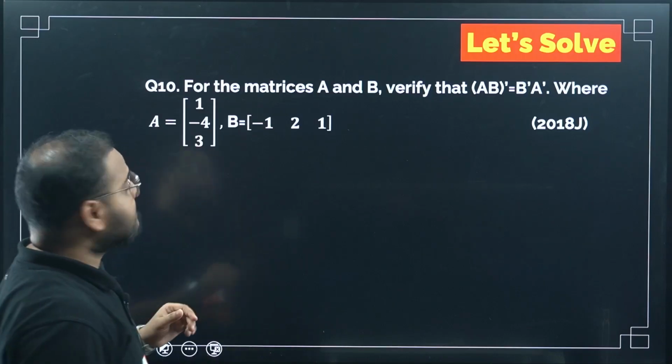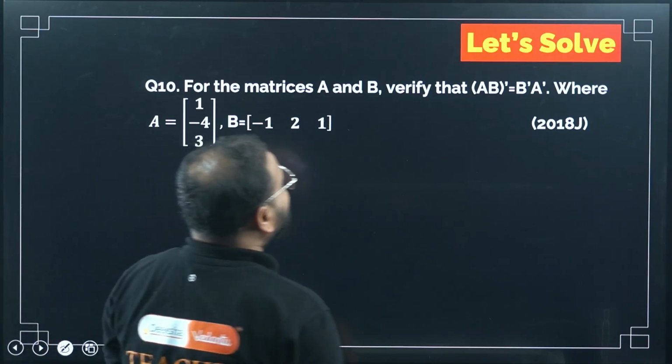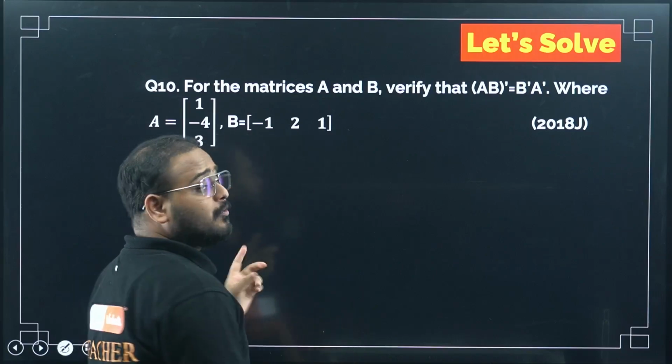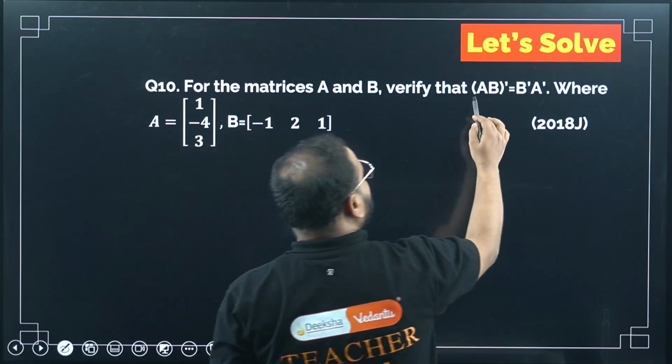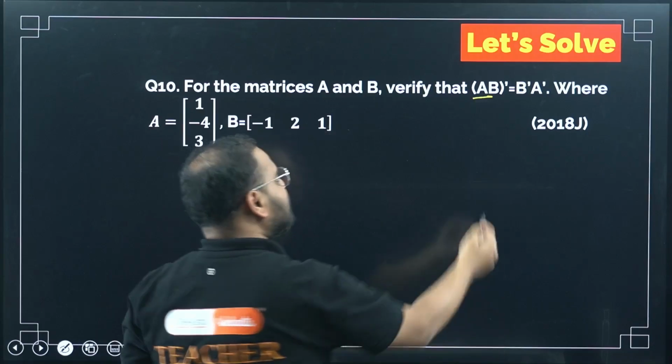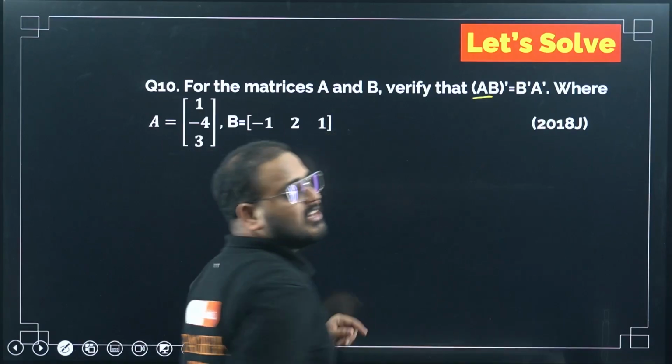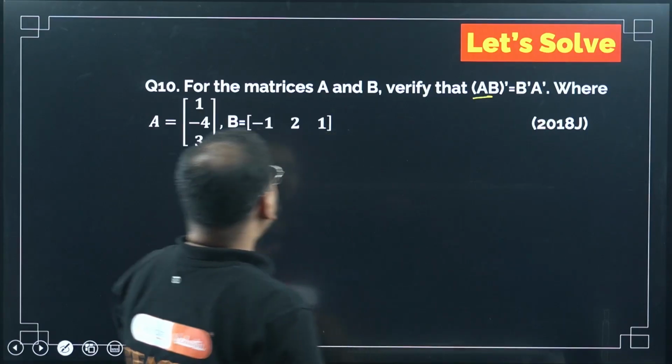For the matrices A and B, verify that AB transpose is equal to what? B transpose times A transpose. Means if I am taking the product of AB and taking transpose, it will become what? B transpose times A transpose. Okay. So let's do one thing.